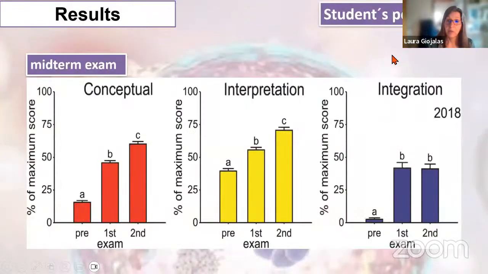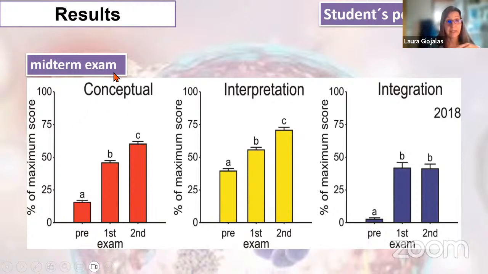So we evaluate the student performance in different ways. We evaluate according to the results of midterm exams. Here you have only 2018. I will send you the whole paper so you will see the other years, which are similar. Here is represented the percentage of the maximum score obtained, and here you have the kind of exam. The first day they started the course, we give them a pre-exam, in a similar way to the one they have to do during the first and second midterm exams.